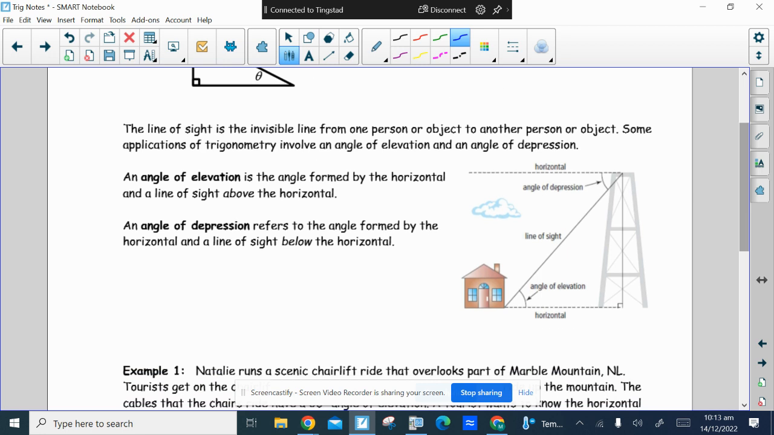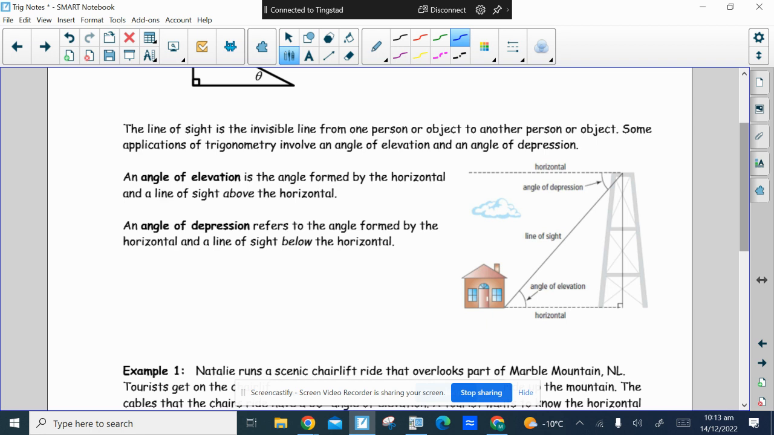So some new terminology today is angle of elevation and angle of depression. The line of sight is the invisible line from one person or object to another person or object. It's basically what your eyes are seeing, the direction they're going. Some applications of trig involve an angle of elevation and an angle of depression. The angle of elevation is formed by the horizontal and a line of sight that is above the horizontal.